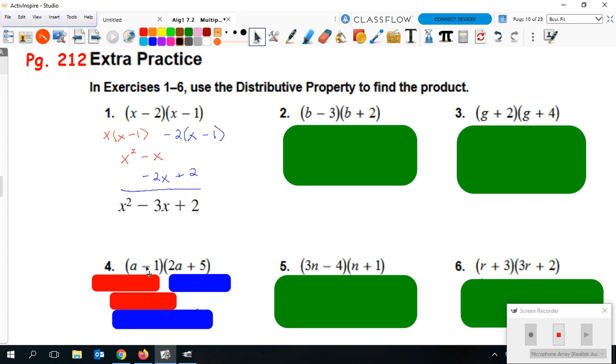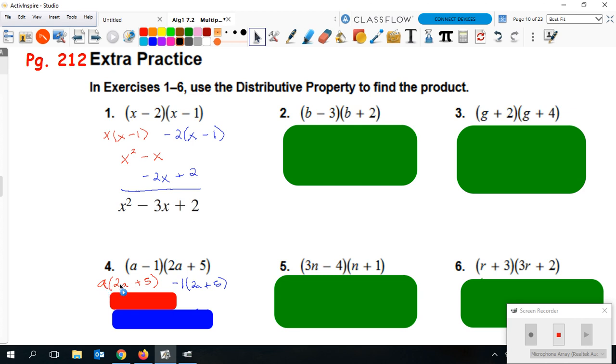All right, let's take a look at number 4. So we start with a times the 2a plus 5. That's the first part. Then negative 1 times, again, the 2a plus 5. So negative 1 times 2a plus 5. Distribute now for the first one here in red.